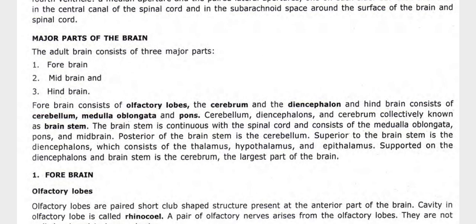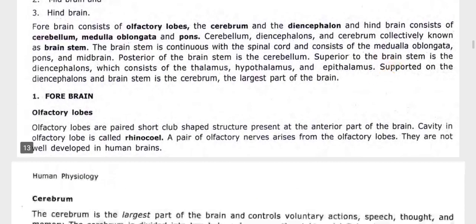Posterior to the brainstem is the cerebellum. Superior to the brainstem is the diencephalon, which consists of thalamus, hypothalamus, and epithalamus. Supported on the diencephalon and brainstem is the cerebrum, the largest part of the brain. So, forebrain consists of olfactory lobes.